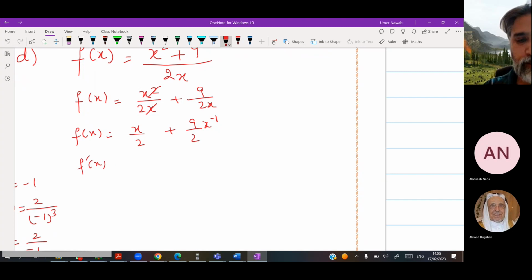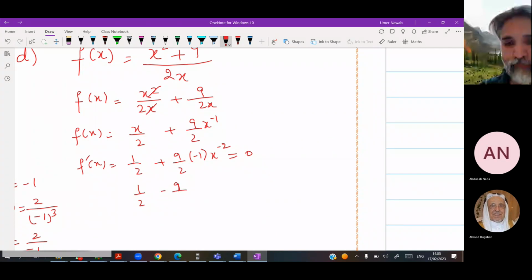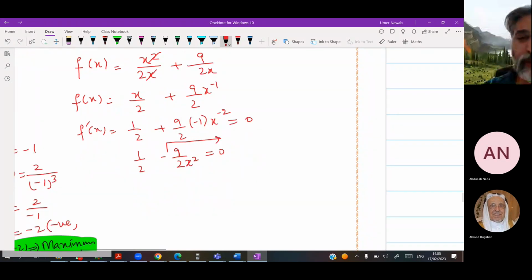So f dash of x is 1 over 2. 9 over 2, minus 1 goes back, and from -1 it is -2. I'm going to put it equal to 0: half minus 9 over 2x squared, I'm going to bring x squared down, is equal to 0. Since it is negative, I'm going to send it to the right.